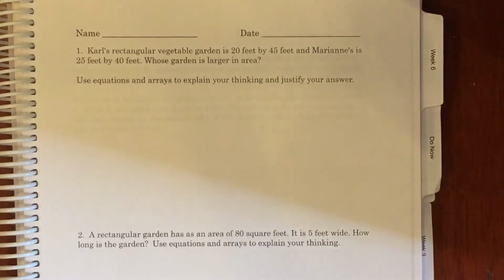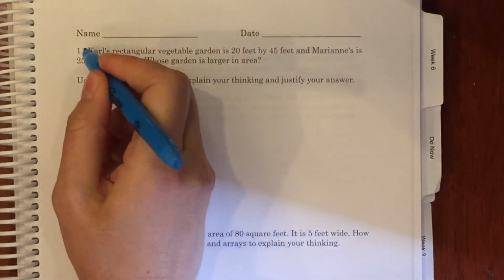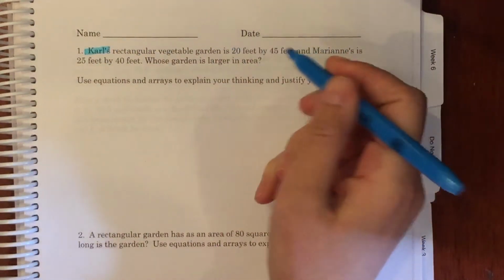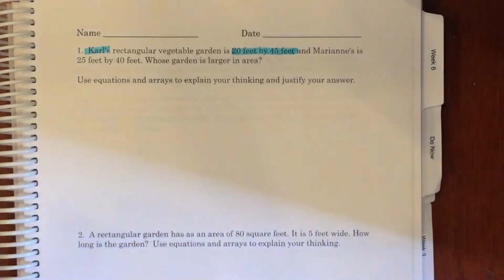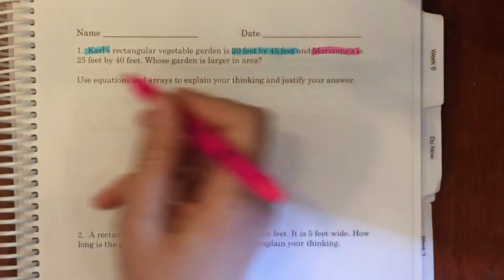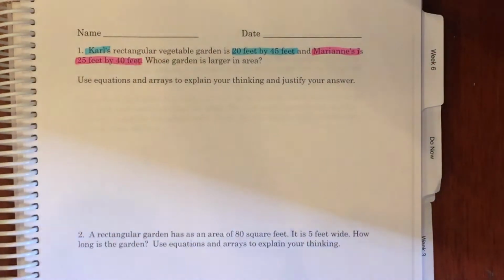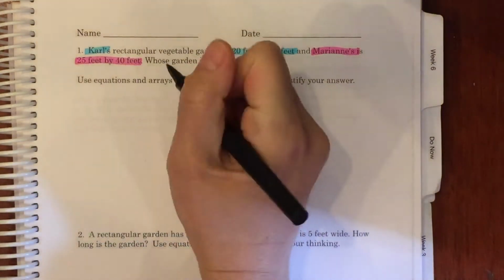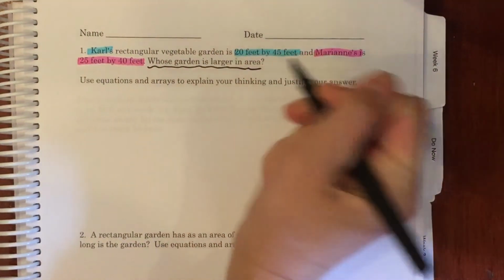All right, so first I just want to think about it for a second. So Carl's garden is 20 feet by 45 feet. Now Marianne's is 25 feet by 40 feet. And they want to know whose garden is larger in area.